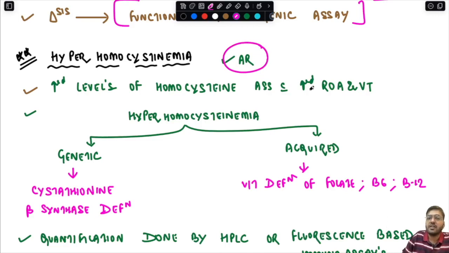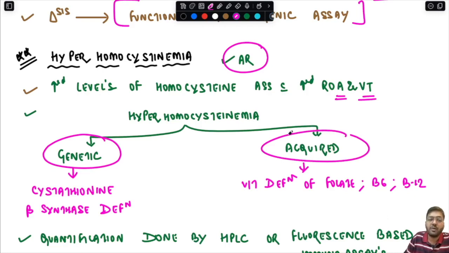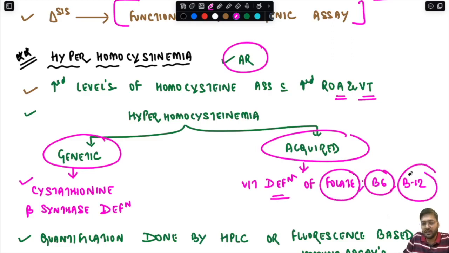There is an increased level of homocysteine associated with increased risk of both arterial as well as venous thrombosis. Now over here, although we are discussing under the heading of inherited thrombophilias, hyperhomocystinemia can either be genetic, inherited, or it can be acquired. So what are the genetic causes? Cystathionine beta synthetase deficiency can lead to hyperhomocystinemia, and there are certain acquired causes like vitamin deficiencies, for example deficiency of folate, B6 and B12.